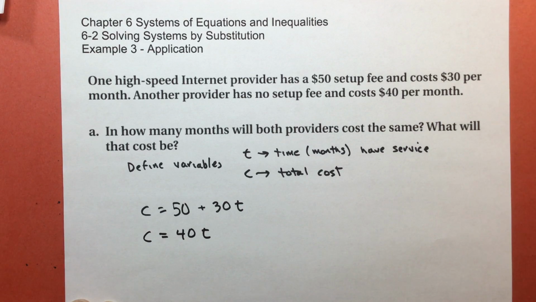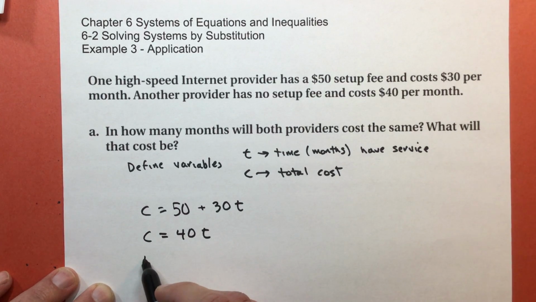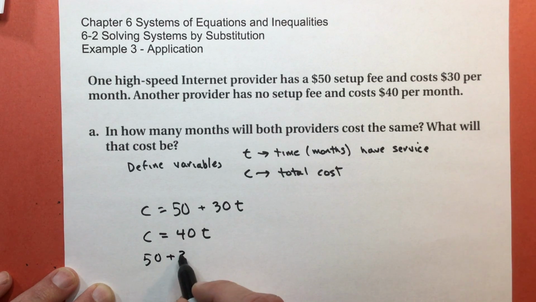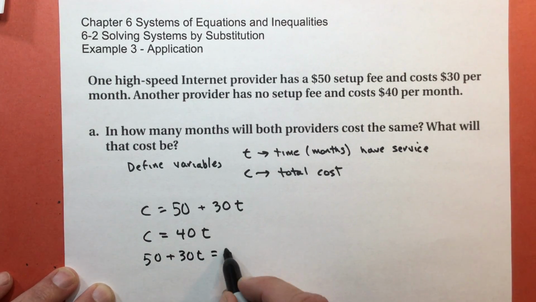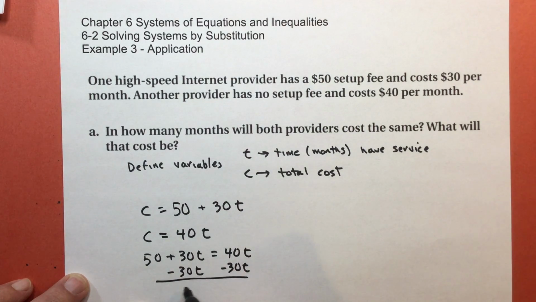So there's my two equations. I'm going to use substitution, and both of them are isolated for the cost. So I can start by just doing this: 50 plus 30t equals 40t. I'm going to add negative 30t. I'm going to do my algebra now, and I get 50 equals 10t.